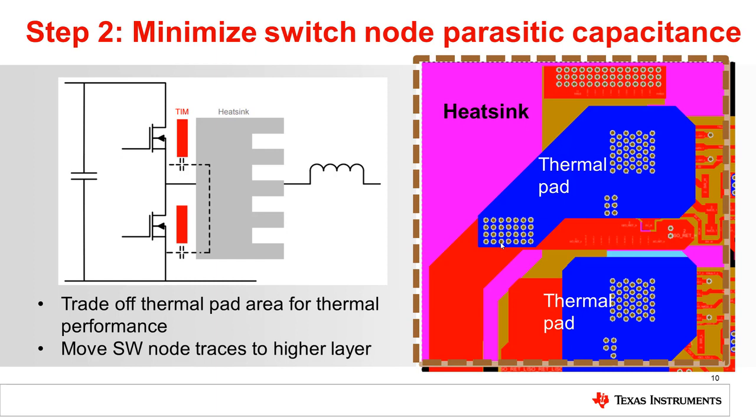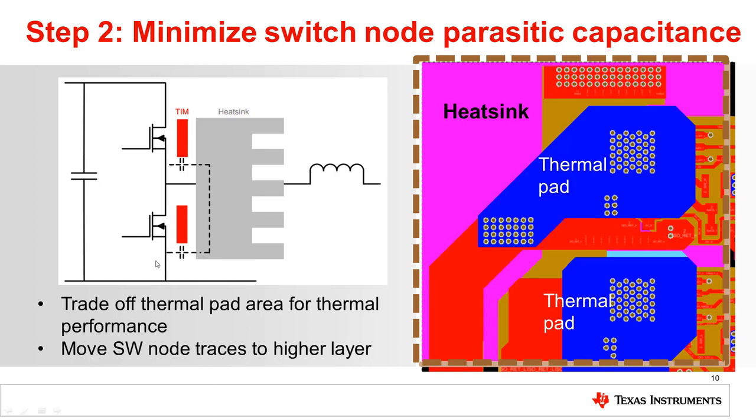Another source of parasitic capacitance is from the heatsink. Normally, heatsink is made of conductive material such as aluminum or copper, and there will be insulating thermal interface material or tin in between to add more contact area. As shown in the diagram, the heatsink is capacitive coupled to the switch node and the ground.